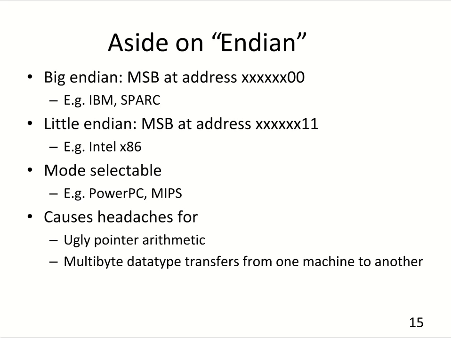The main problem with endianness is that it causes headaches when you're trying to compile code that contains any kind of ugly pointer arithmetic that makes assumptions about how the data is laid out, and also when you're communicating from one machine to another. If the two machines don't agree on endianness, part of the communication protocol, whether it's over Wi-Fi or over Ethernet or over a serial link, would have to take care of reversing the byte order for those multi-byte data types that are transferred across that link.